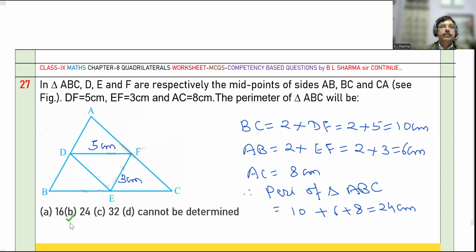So B is the correct option. Here write centimeter.